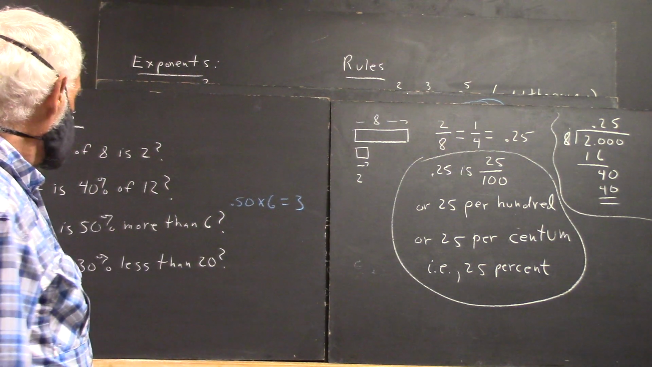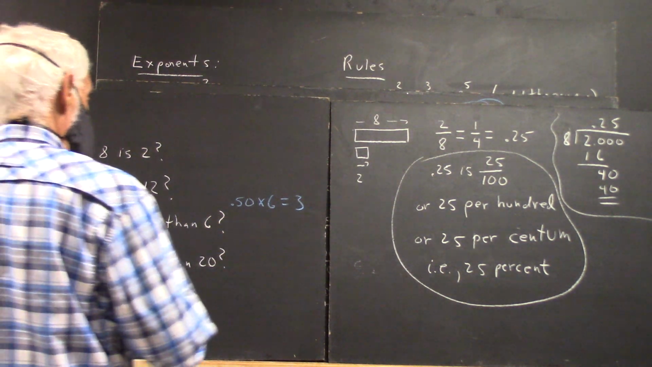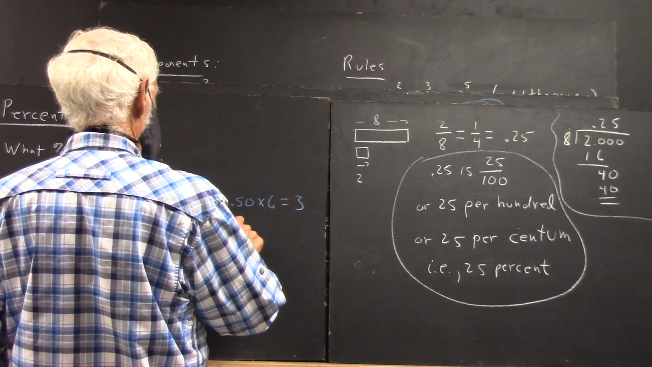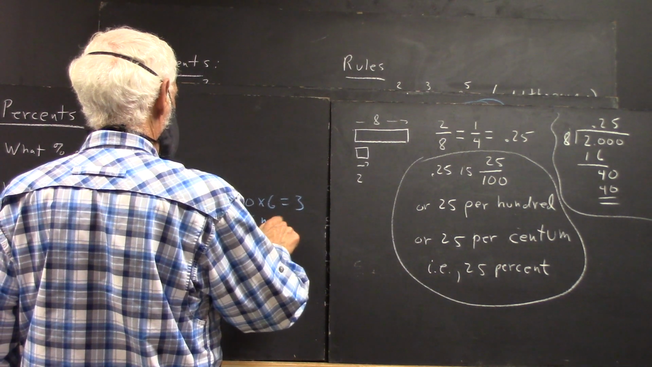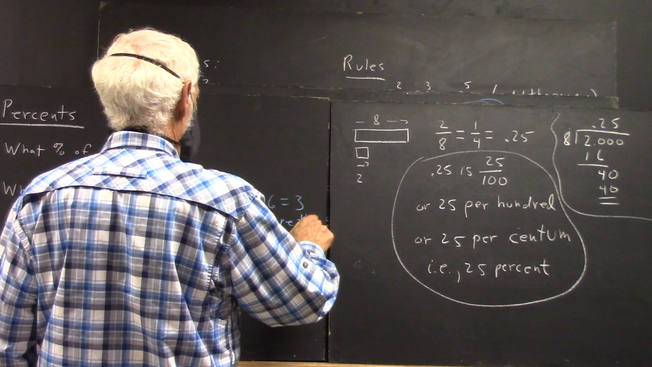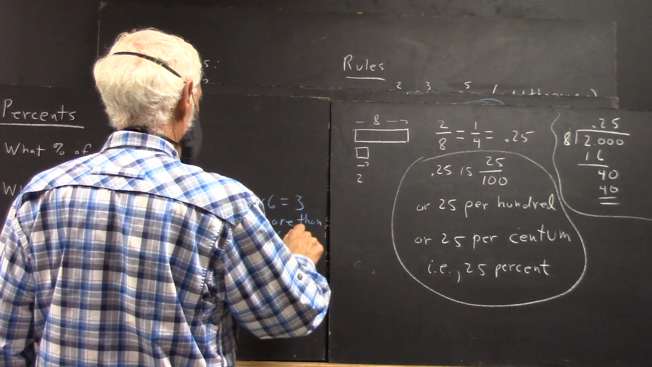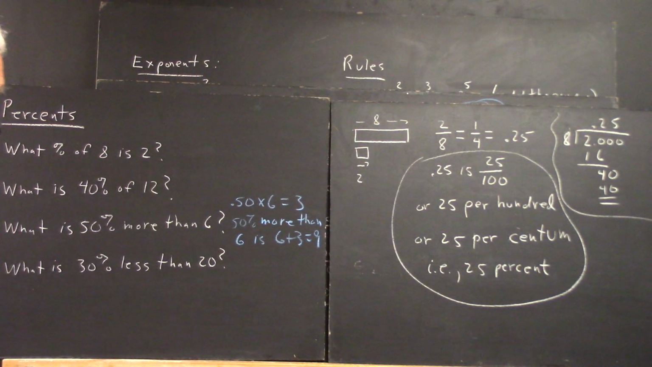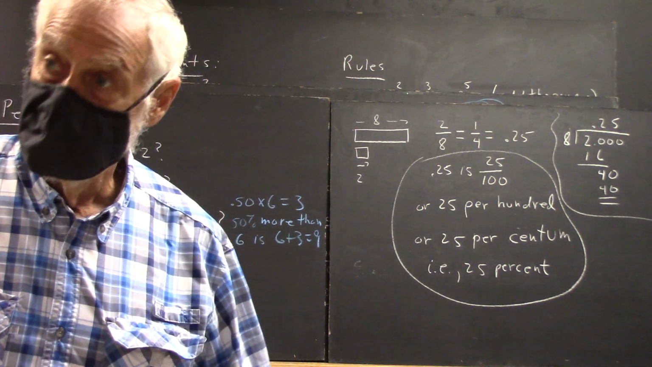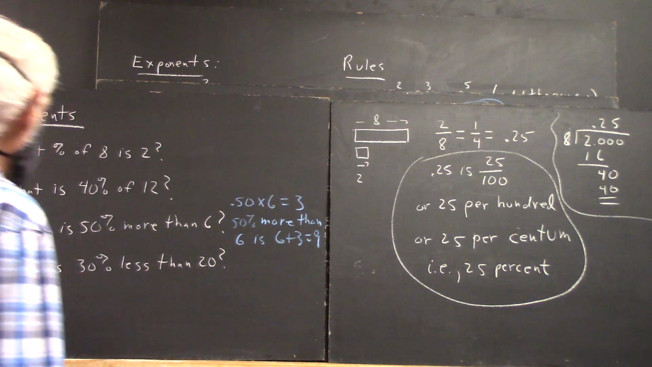.50 times 6 is 3. 50% is .50. So 50% more than 6 is 6 plus 3, which is 9. Okay. Just think about what the words mean.